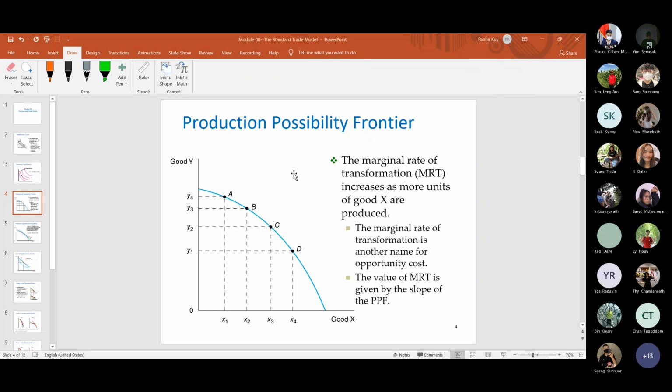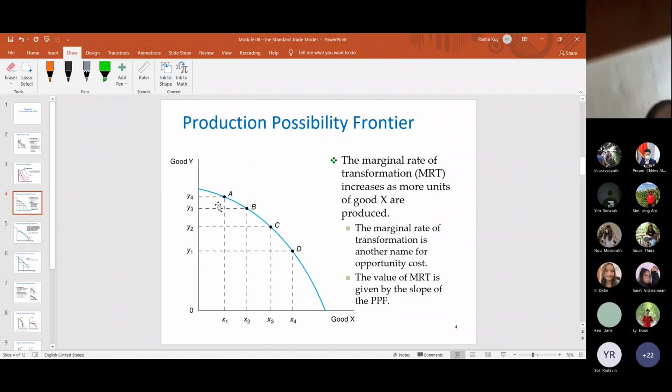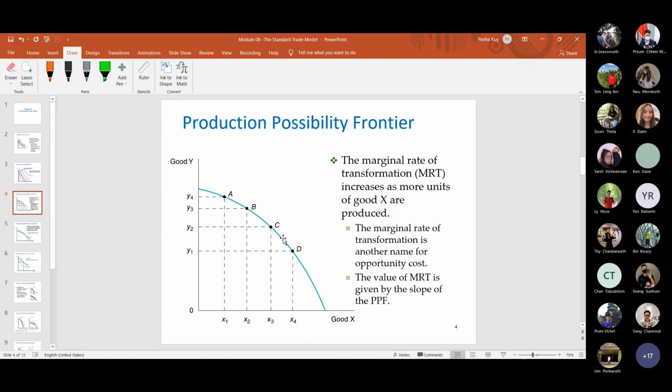Okay, it refers to the production line or the production curve that one country can allocate their resources in terms of producing two goods. This one is good Y, this one is good X. We suppose that there's only two goods in the market or in the economy. So there are three main properties in terms of production possibility frontiers.